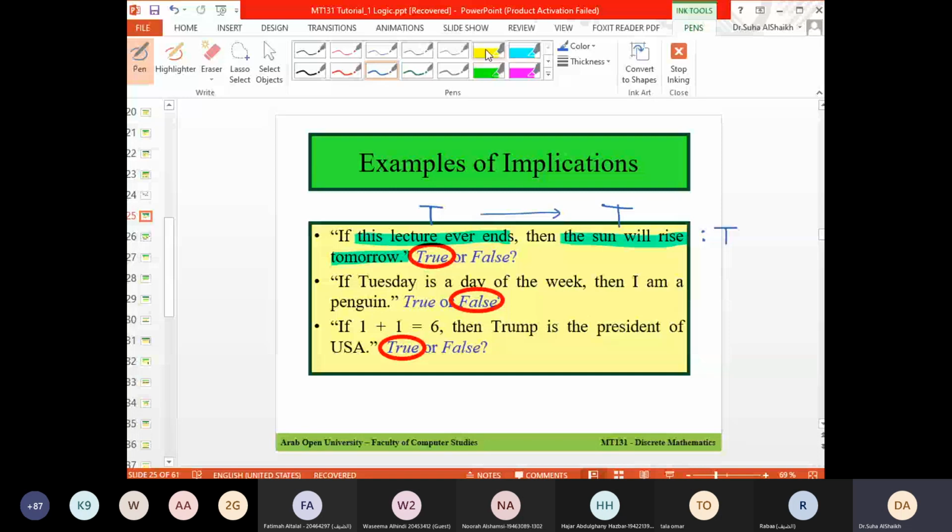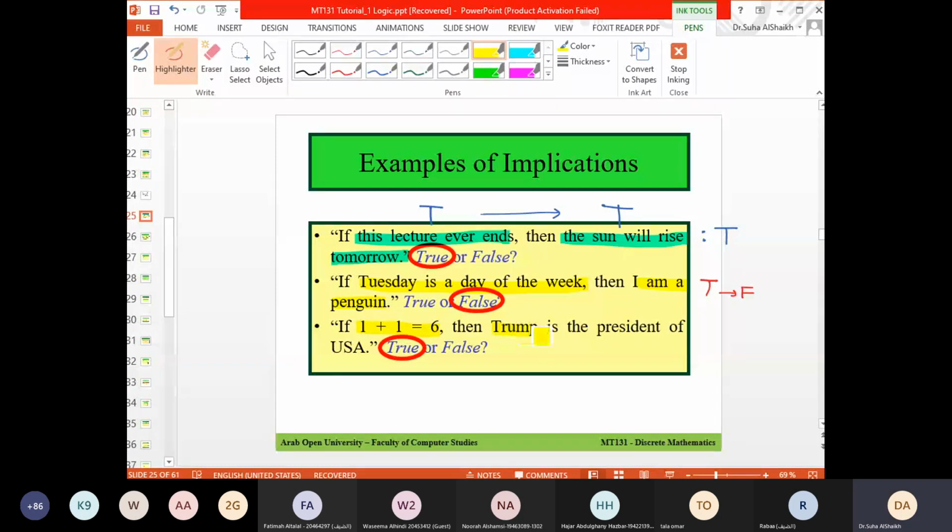Yeah, that's correct. If Tuesday is a day of the week, then I'm a penguin. Tuesday is a day of the week. True or false? It's true. I'm a penguin. False. True رايحة للfalse. Logically, it's false. Yeah. Now, 1 plus 1 is 6.